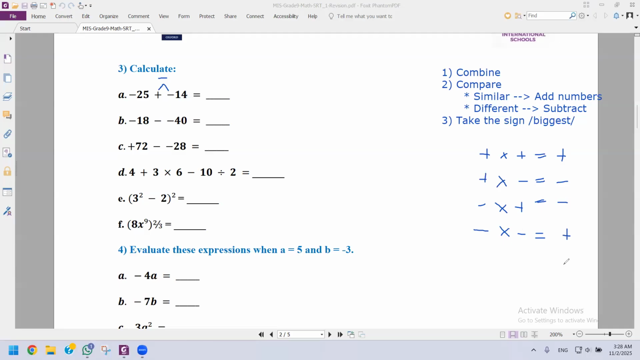Okay, but mister, sometimes I forget. How can I memorize them? I can tell you. Check them. Are they similar? If the signs are similar, then change them with a plus. But if the signs are different, change them with a minus.